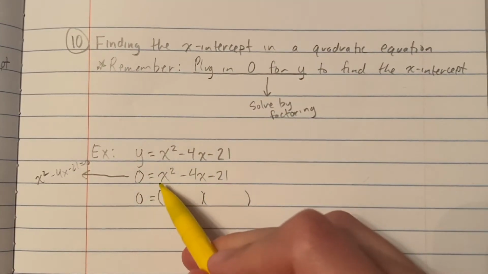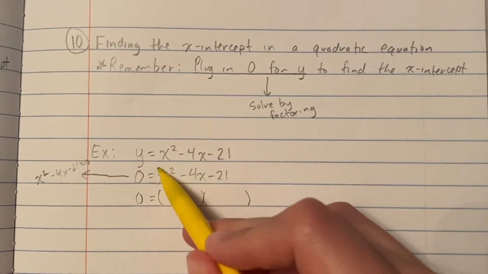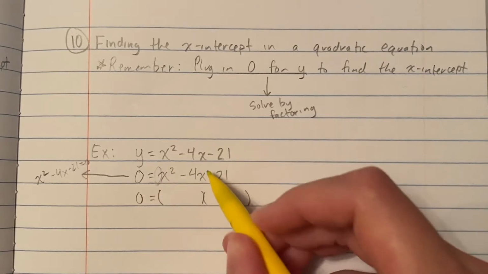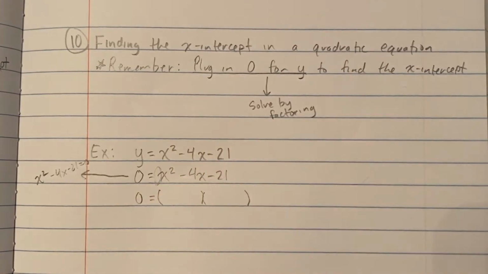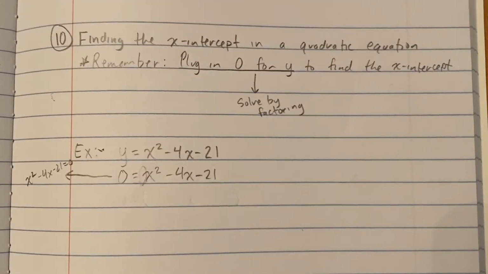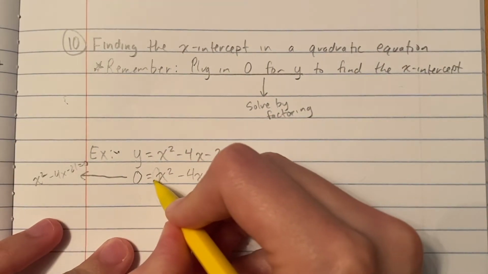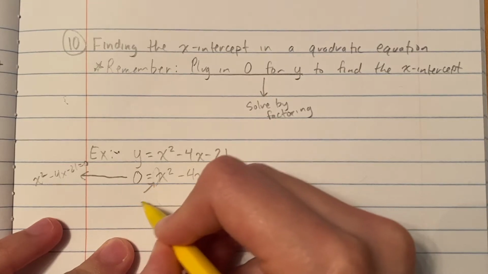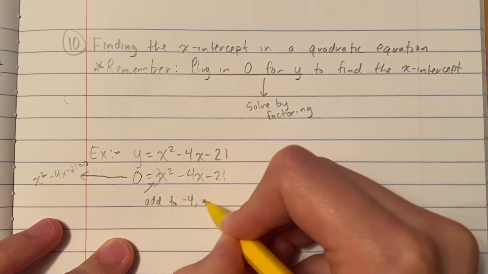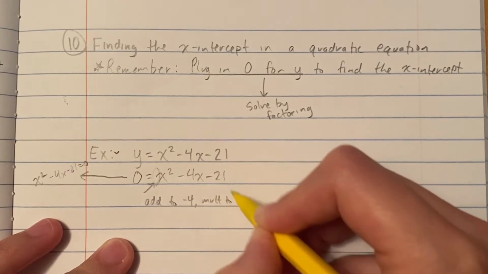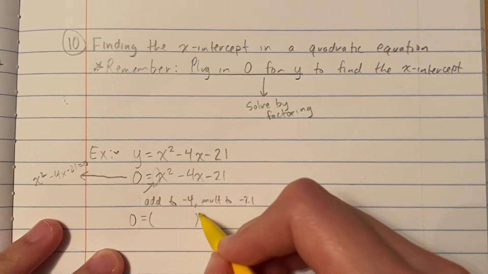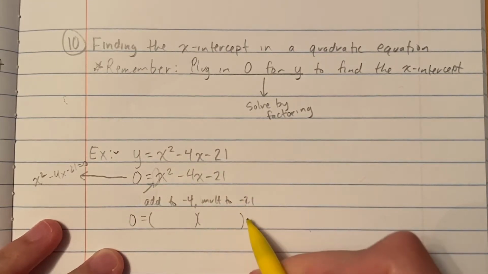Remember, in this case, there is no number in front of the x squared. When I see that, I'm just looking for two numbers. In fact, let me write this so that you can actually see it. If I have nothing in front of the x squared, then I'm looking for two numbers that add to negative 4 and multiply to negative 21. So what are those two numbers that add to negative 4 and multiply to negative 21?